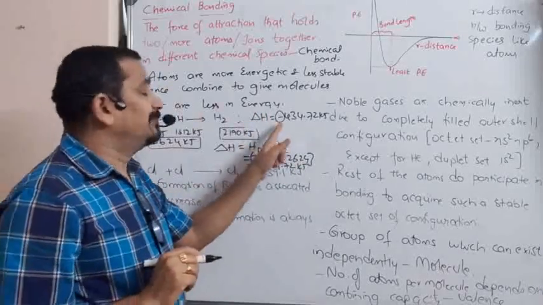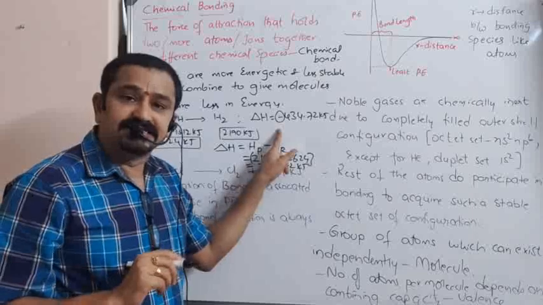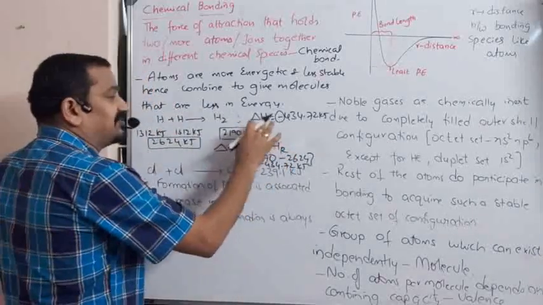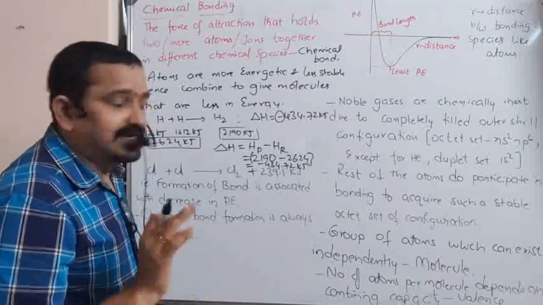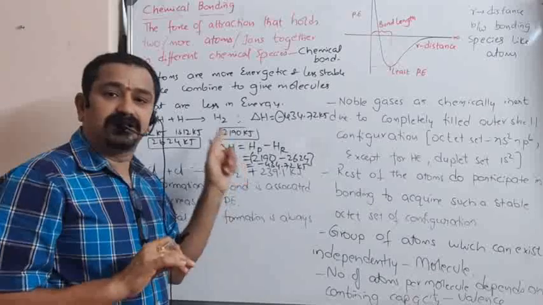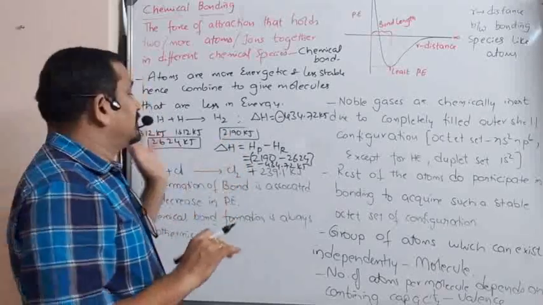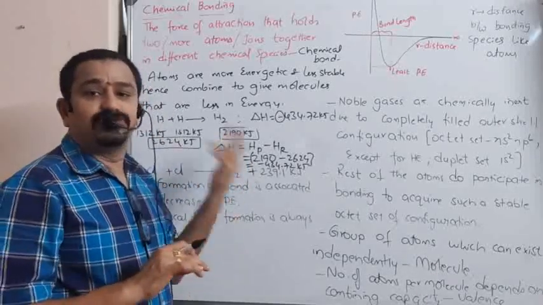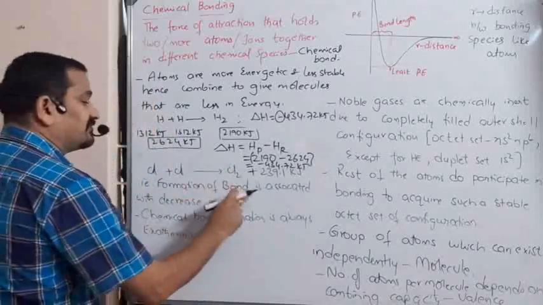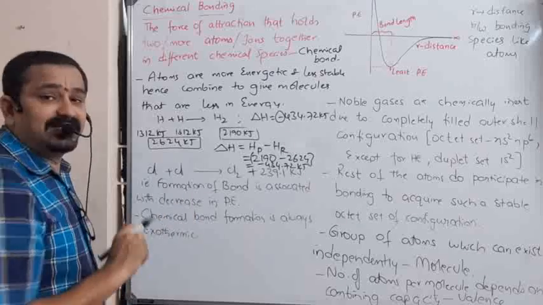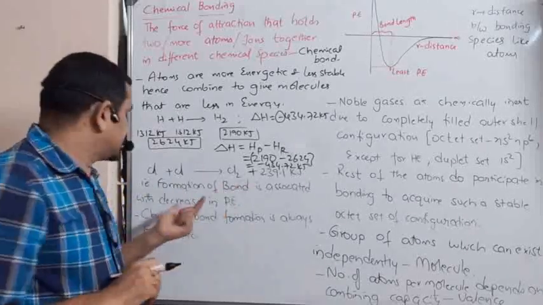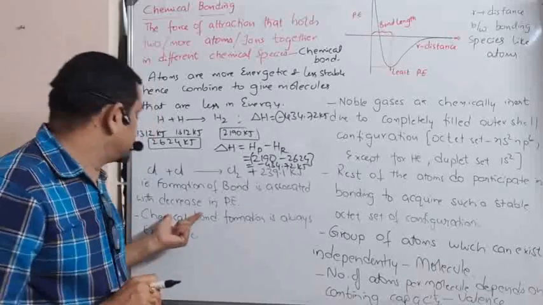First of all, we have to predict what type of reaction it is, exothermic, endothermic, etc. For an exothermic reaction, enthalpy change is always given with a negative sign. Once again, as atoms combine to give molecules which are relatively less in energy, bond formation between atoms during molecule formation is always exothermic. Formation of a bond is associated with a decrease in potential energy.